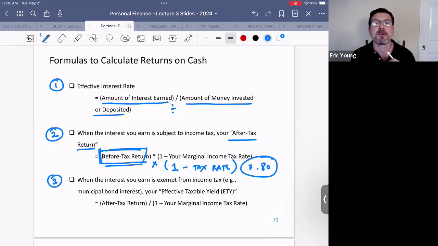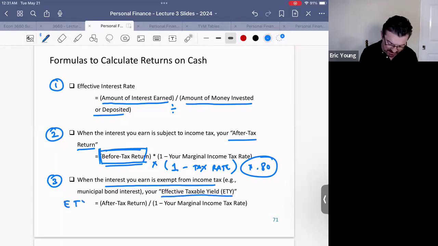However, there are a few assets, including one called municipal bonds, where the interest that you earn is actually tax-free. Up here in number 2, we had to reduce our return to account for taxes that we had to pay. Well, if the interest that you earn is exempt from tax, we're going to go the other way and account for that. We're going to call this the ETY, the effective taxable yield. The effective taxable yield is the return that the asset gives you divided by 1 minus your tax rate.